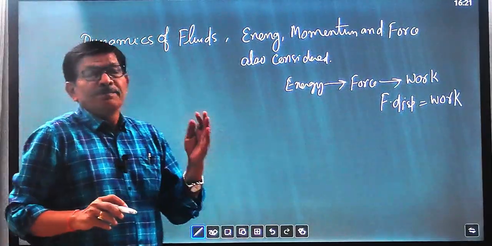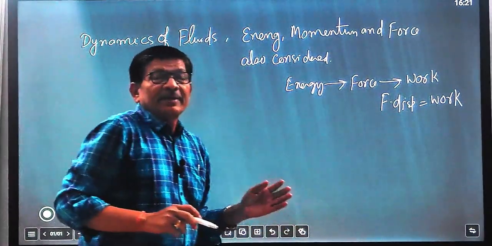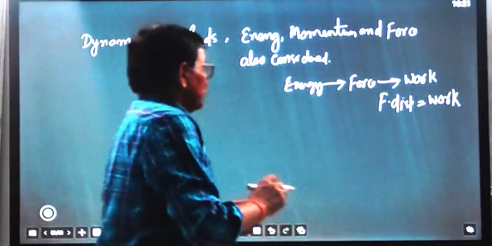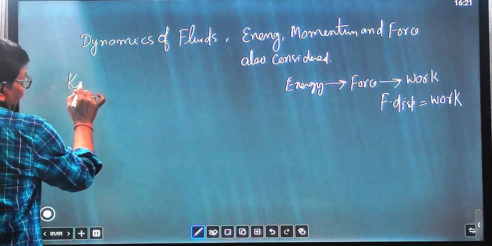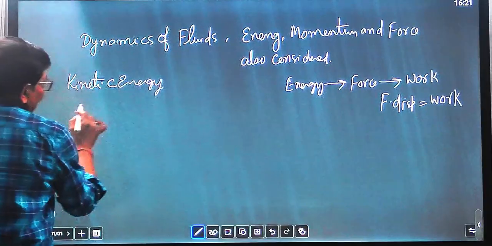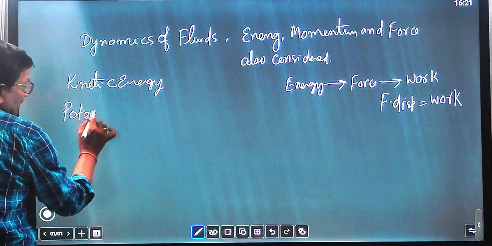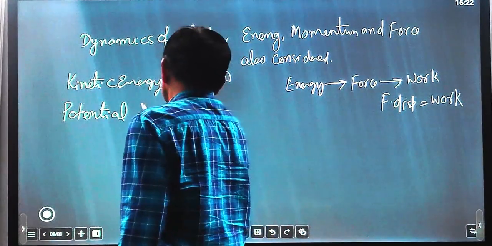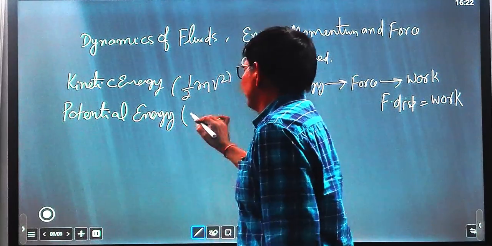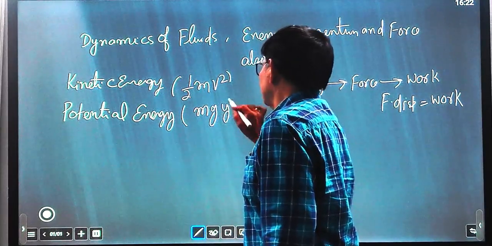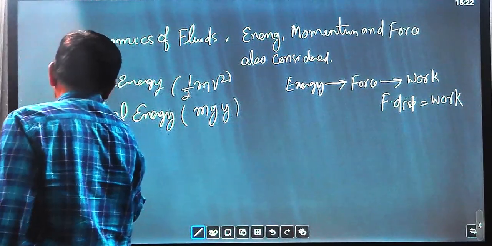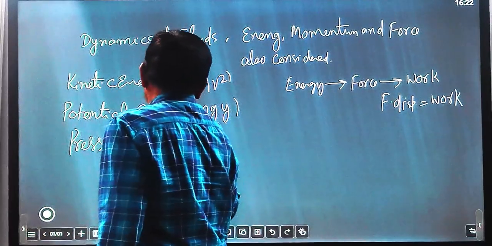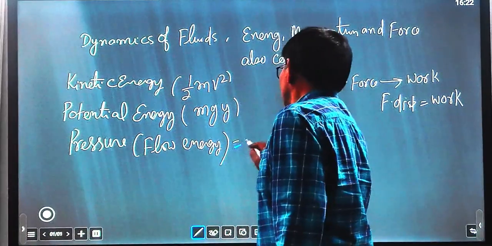We consider only macro energies in analyzing the dynamics of fluid flow. These energies are kinetic energy of flow, 1/2 mv², potential energy, mgy, and pressure energy, also known as flow energy, which is equal to PV.